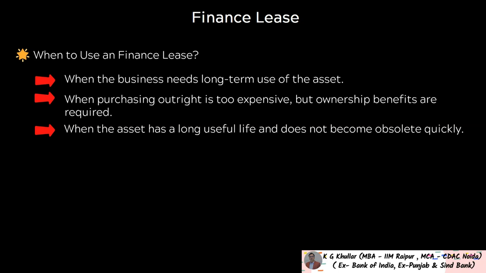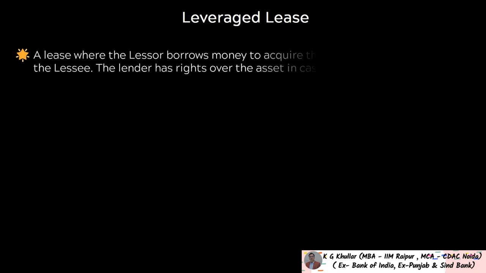Next friends, apart from operating and finance lease, leases can also be classified based on their structure and parties involved. One such lease type is leveraged lease. This is a lease where the lessor borrows money to acquire the asset and then leases it to the lessee. Here the lender has rights over the asset in case of default.